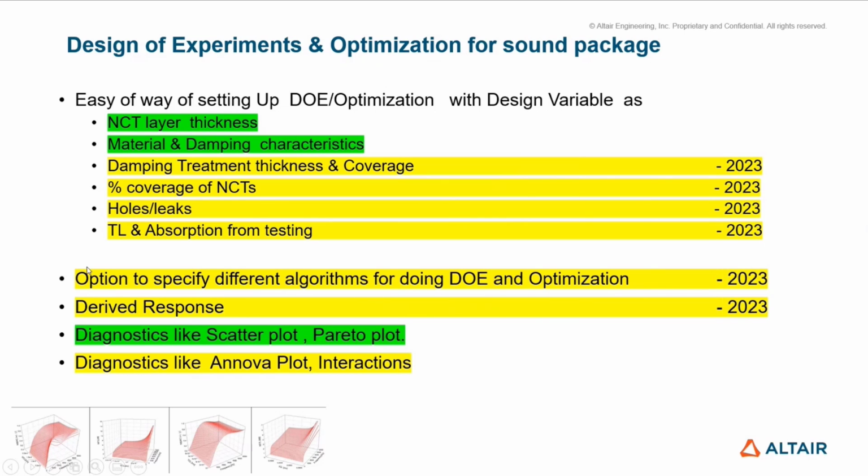And further we'll add different algorithms for doing optimization, and we'll add a few derived responses like RMS, RSS, average response across a frequency range, so that the user can take an overall call on the response. A few diagnostic tools like scatter plot and Pareto plot are already implemented. We will implement ANOVA and further interactions in the coming release.